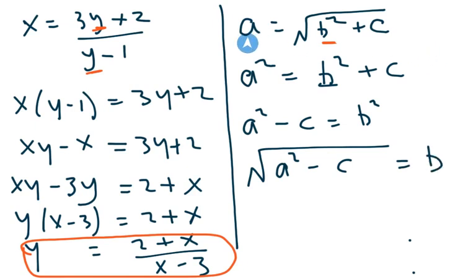Okay, so going through that again, a is equal to this, we want b to be the subject. Square both sides, a squared is equal to this. We've now got rid of the square root. I then move the c onto this side, and then I take the square root of both sides to give myself b. So b is equal to the square root of a squared minus c.